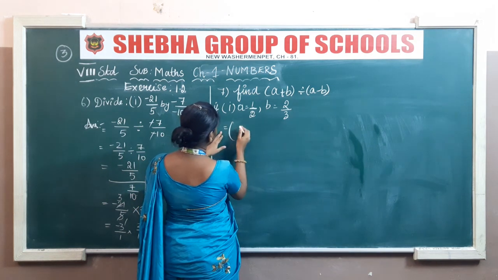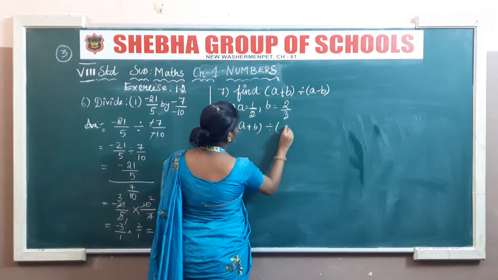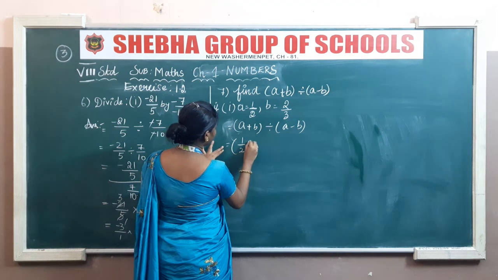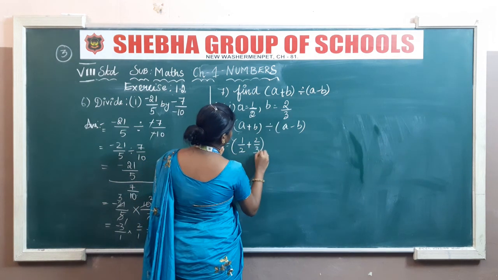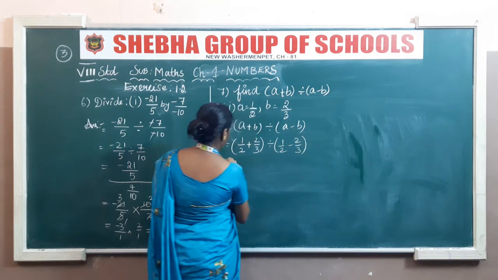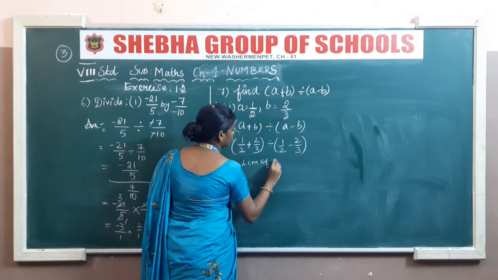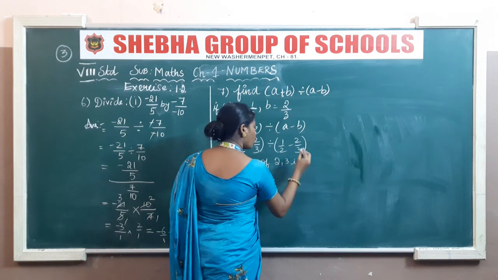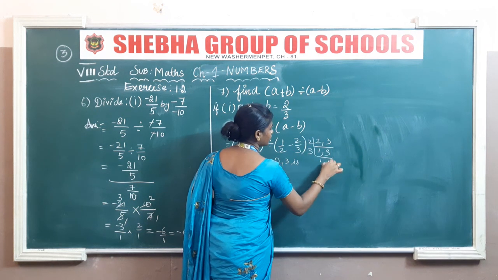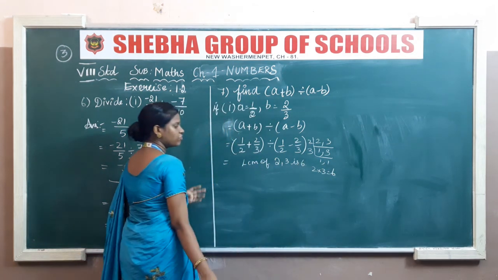First a plus b divided by a minus b. So we write a value 1 by 2 plus b value 2 by 3, divided by a value 1 by 2 minus b value 2 by 3. Then we have to take the LCM of 2 and 3. The LCM of 2 comma 3 is obviously 6.